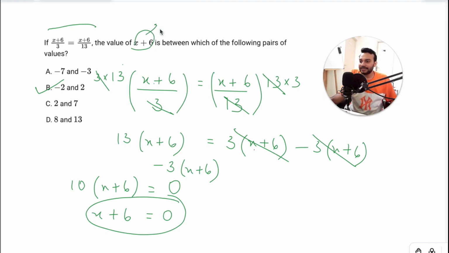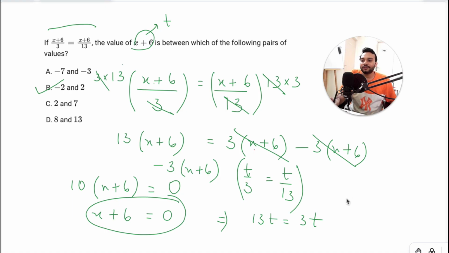Put x plus 6 as t. t over 3 is equal to t over 13. This also makes it very obvious that 13t is equal to 3t. This is only possible when t is equal to 0. If there is any other value of t, this won't be possible. This case won't be possible.